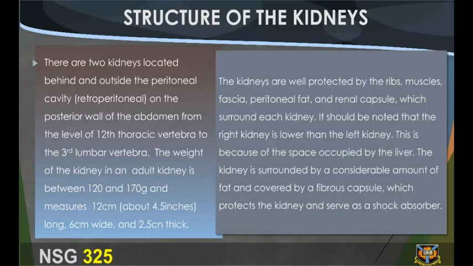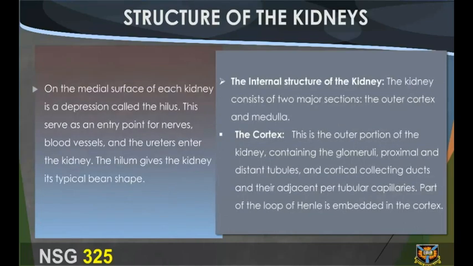This is because of the space occupied by the liver. The kidney is surrounded by a considerable amount of fat and covered by a fibrous capsule, which protects the kidney and serves as a shock absorber. On the medial surface of each kidney is a depression called the hilus. This serves as an entry point for nerves and blood vessels, and the ureter exits the kidney here. The hilum gives the kidney its typical bean shape.